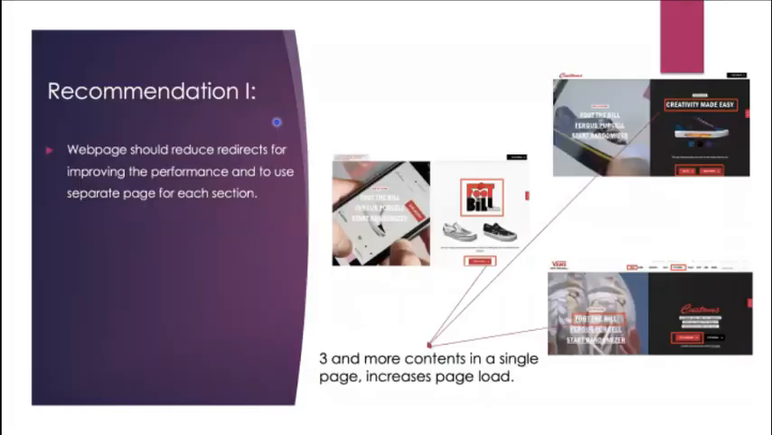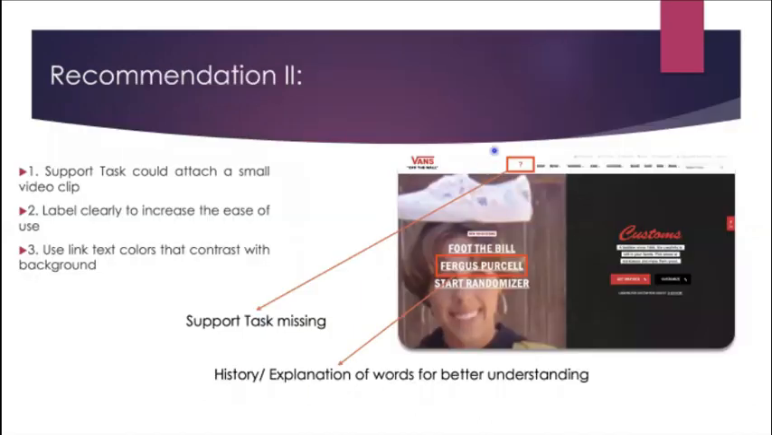Now let's talk about the recommendations. First, the web page should reduce the redirects to improve performance and use a separate page for each section. That means all three pages are there in a single page. The second shows that the support task is missing, and they could attach a small video clip to help the customers, and words such as Fargus Puff Cell could be explained with the history of the words for better understanding.